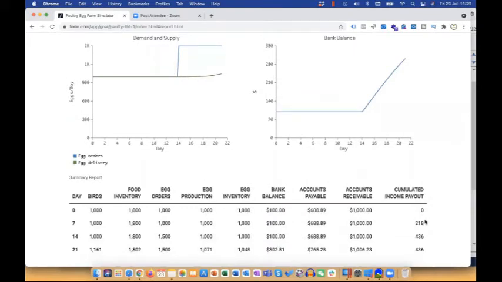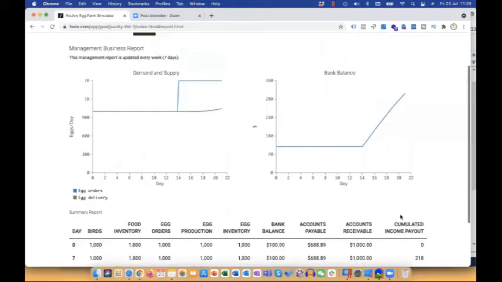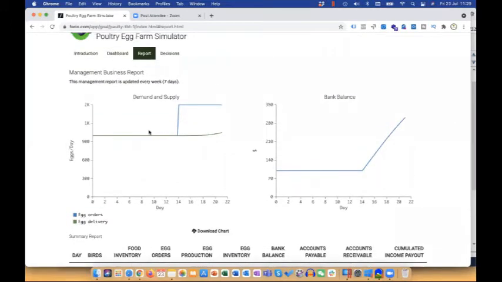I think we have a little problem here. I just realized we need to fix that, because we haven't paid out any income, and for some reason this is not recorded correctly. But let's pay attention to the other values.